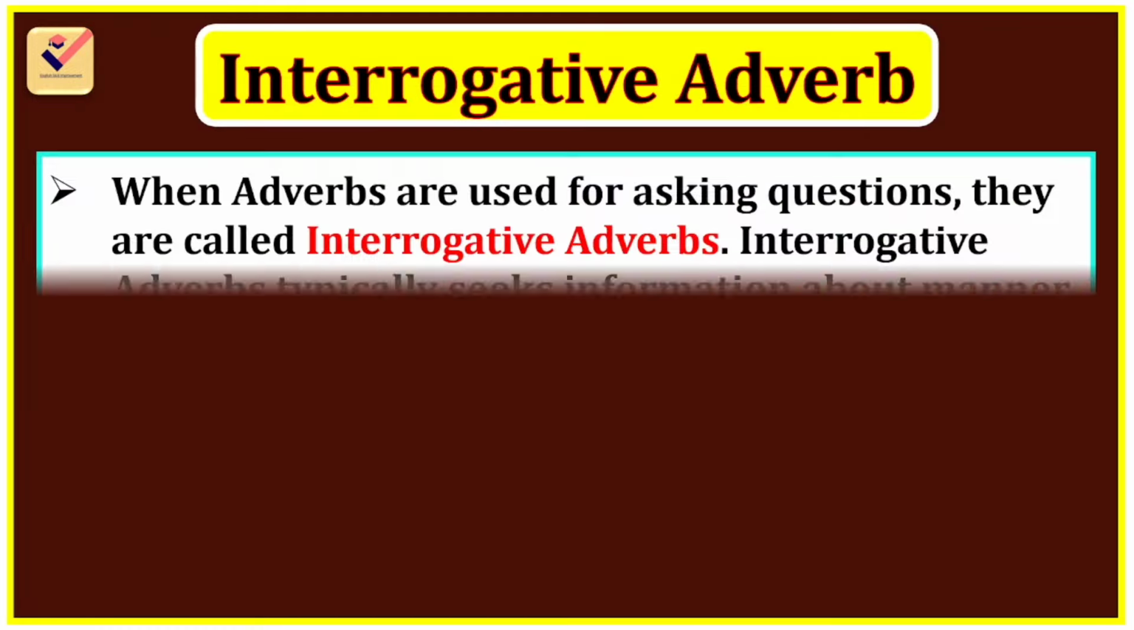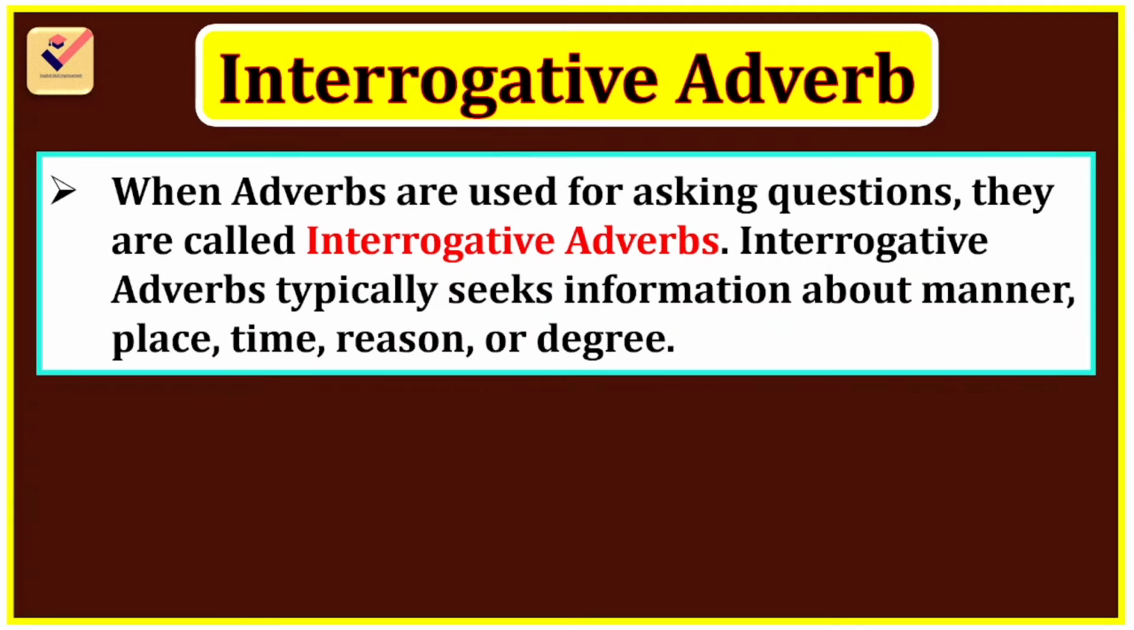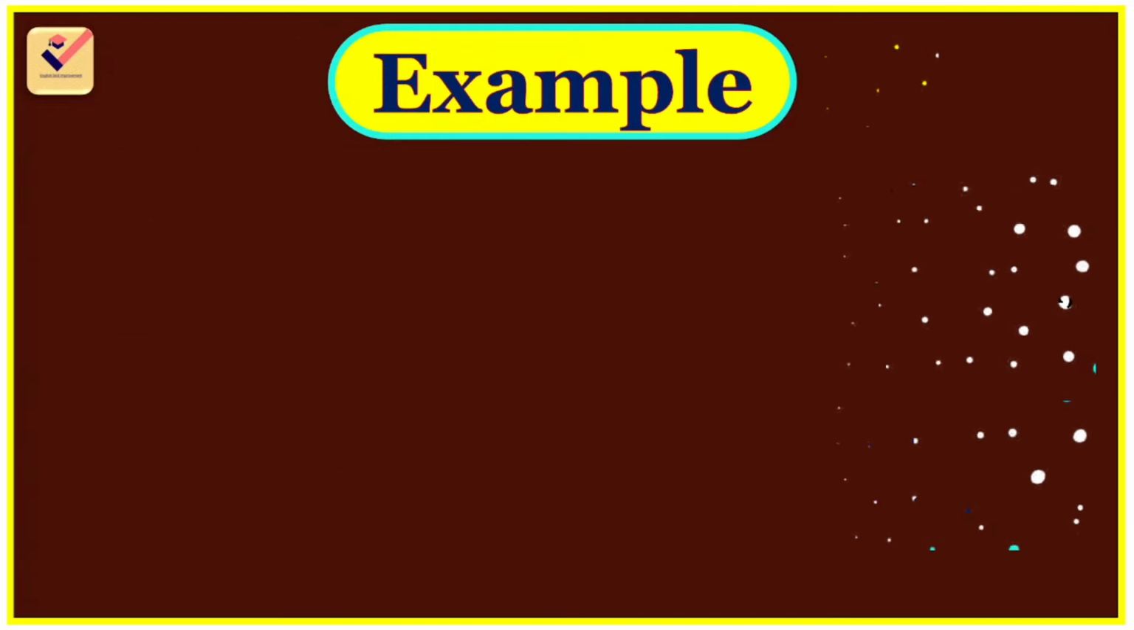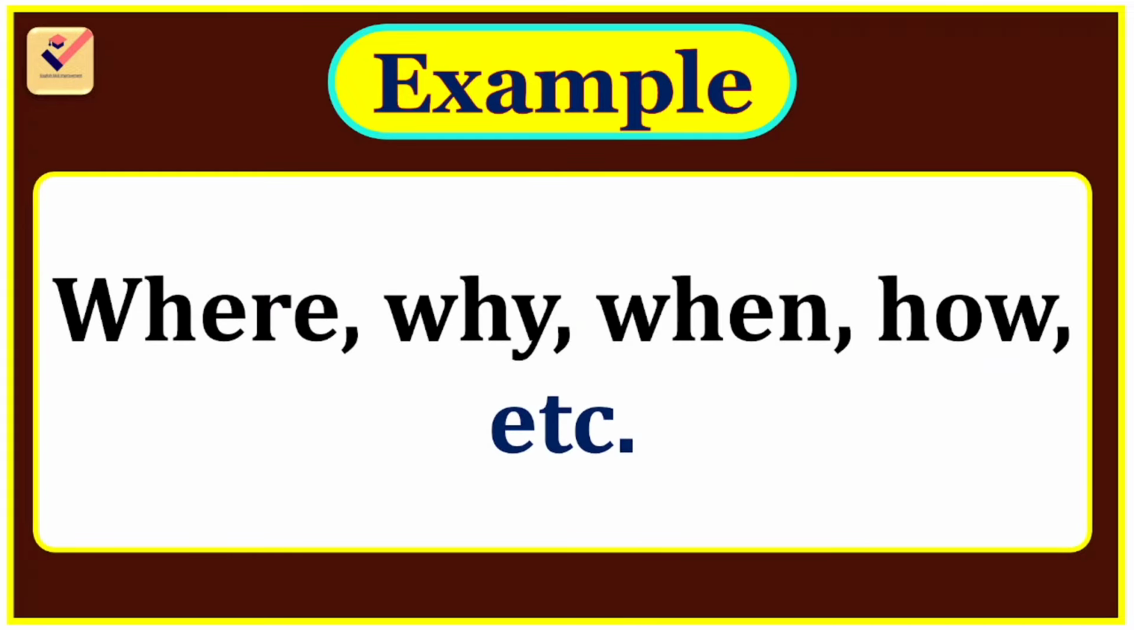Interrogative adverb. When adverbs are used for asking questions, they are called interrogative adverbs. Interrogative adverbs typically seek information about manner, place, time, reason, or degree. These adverbs often begin questions. These adverbs are important for forming questions. Examples of interrogative adverb: where, why, when, how, etc.